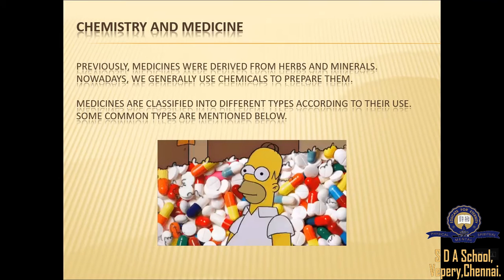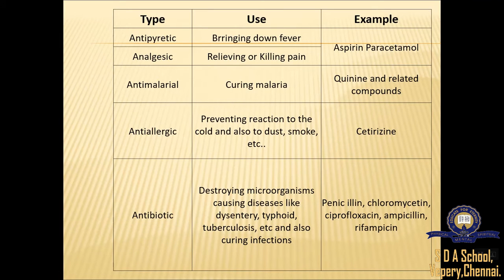Chemistry and medicine. Previously, medicines were derived from herbs and minerals. Nowadays, we generally use chemicals to prepare them. Medicines are classified into different types according to their uses. These are the types of medicine: antipyretic, analgesic, antimalarial, anti-allergic, antibiotic.